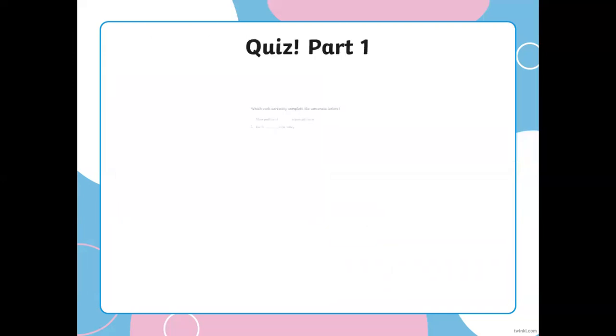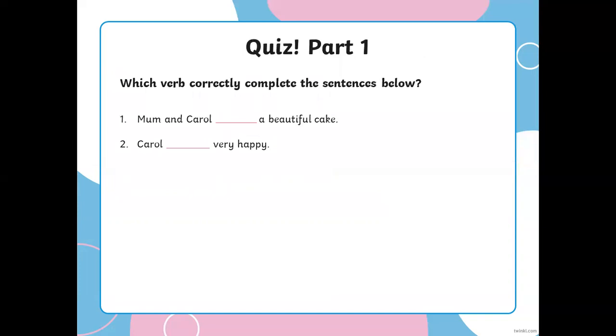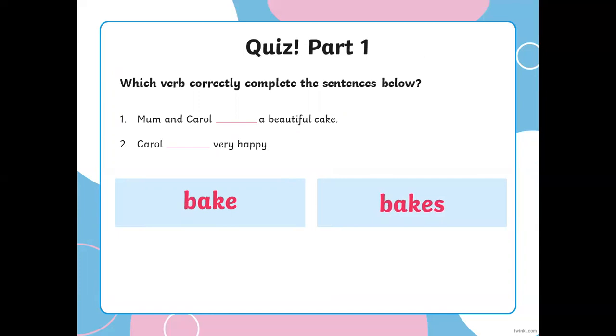Now let's answer this. Mom and Carol, blank, a beautiful cake. Mom and Carol are two persons, so they are plural. What shall we add here? Bake or bakes? Yes, it's bake. We will not add anything to the verb because we're talking about a plural subject. Mom and Carol, they are two persons.